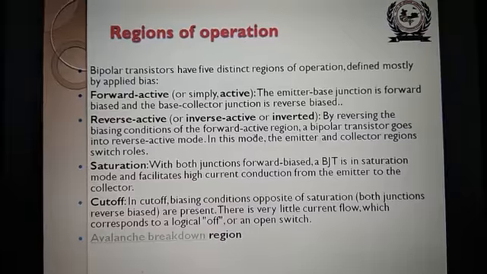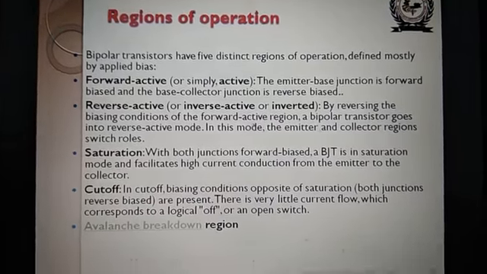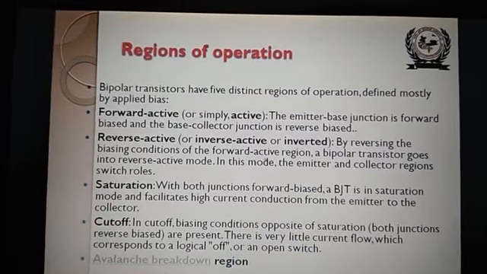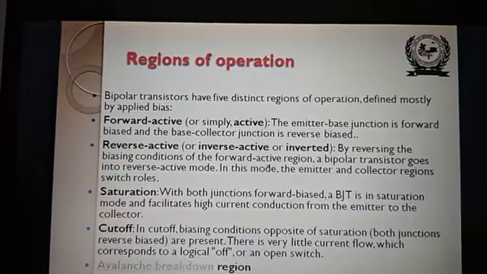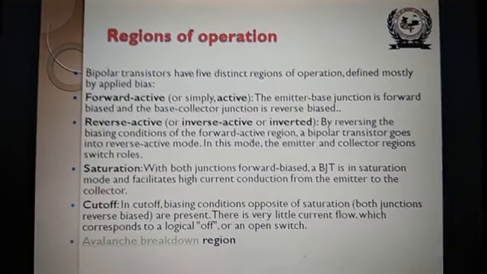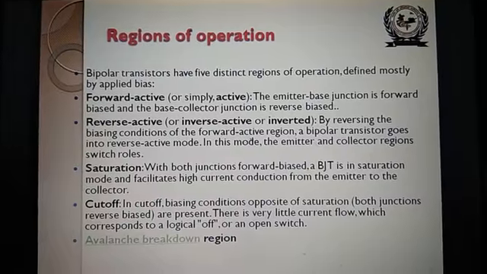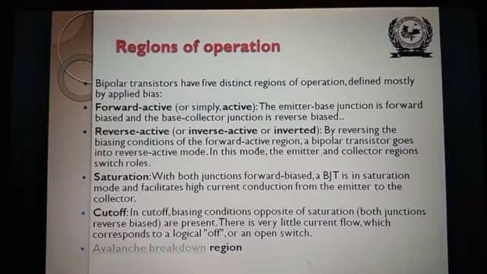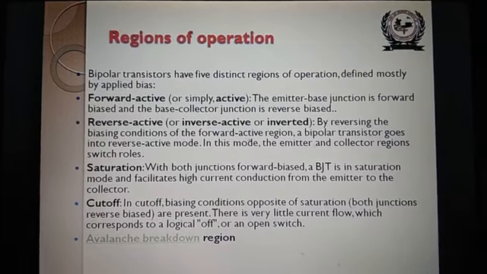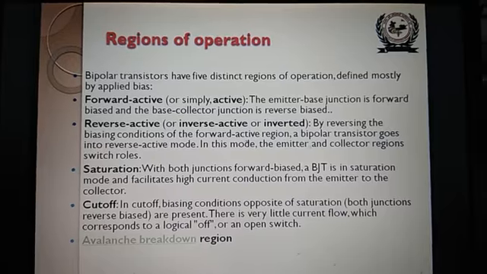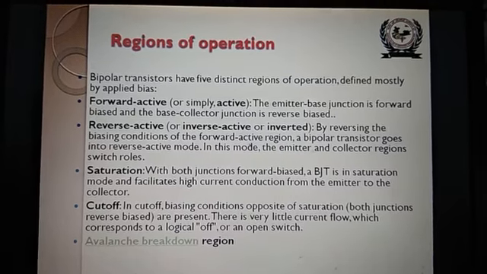So this is the region of operation of a transistor. Using these regions, we can decide the role of the transistor and in which condition we can use it. We apply the proper biasing voltage to the transistor with resistances and capacitors in the circuit. Later on we will see this, and we can operate the transistor.